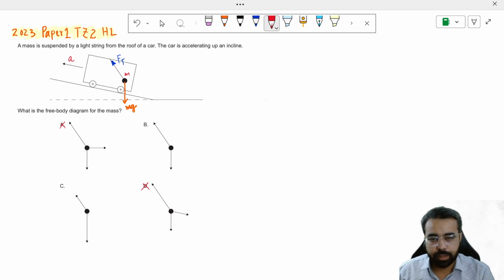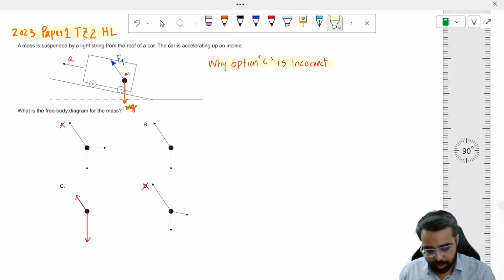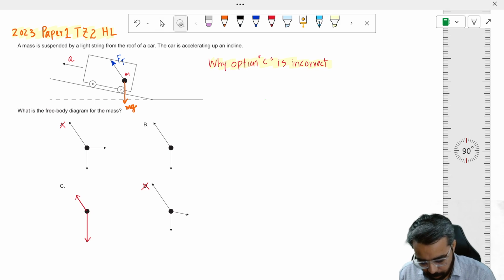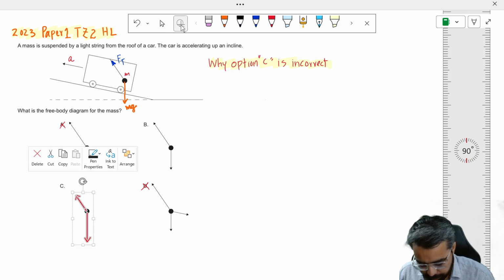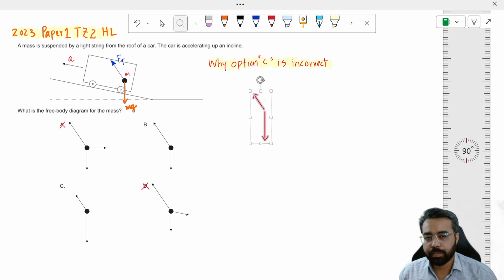There's another method in which you can break a vector into components and find the resultant force direction. All right, but that is a lengthy method. So I'm going to show you an easy method. Okay students, let us take these two vectors and let me place them here. So I'm checking the validity of option C, and these are the two vectors.